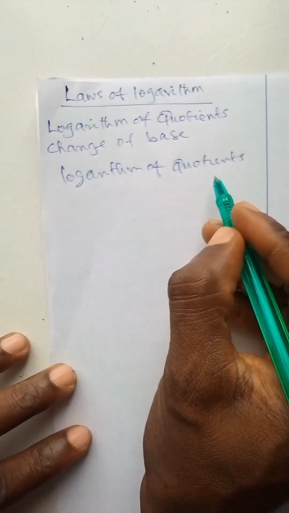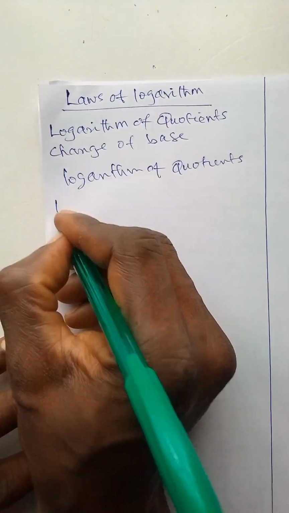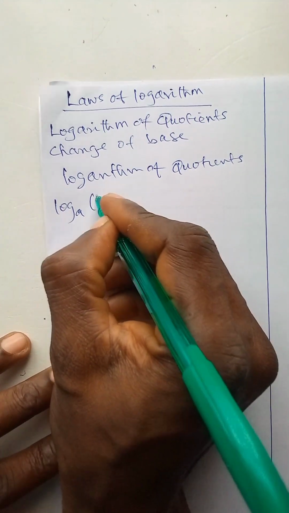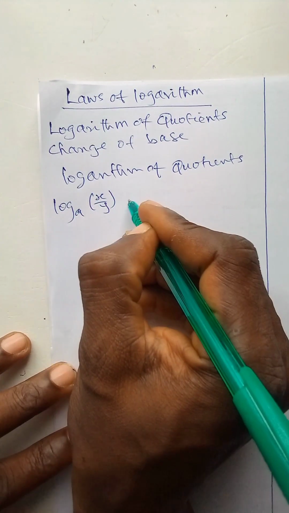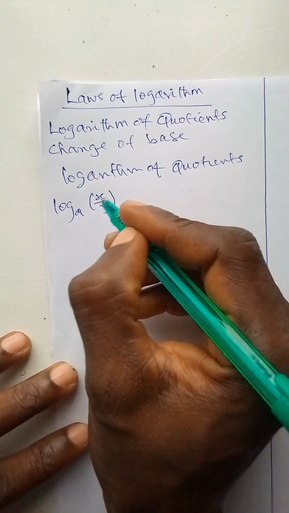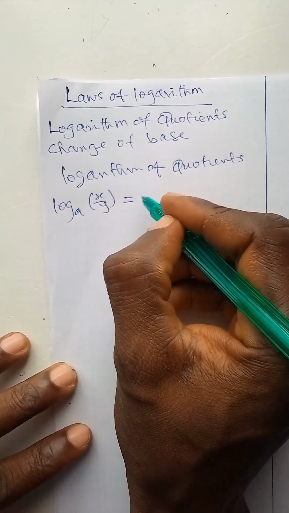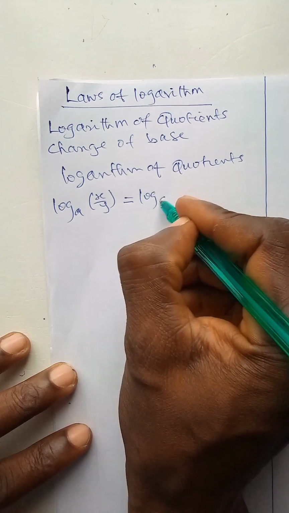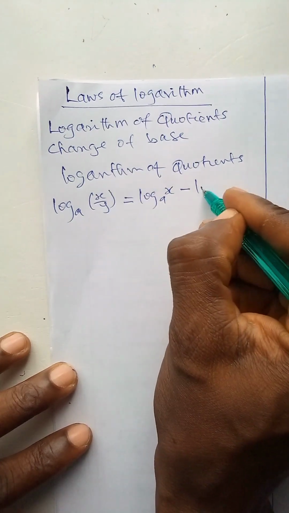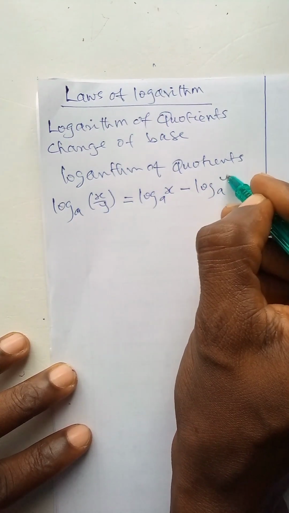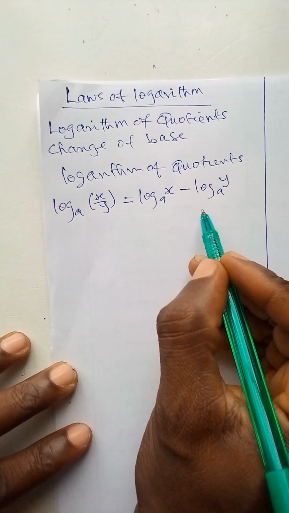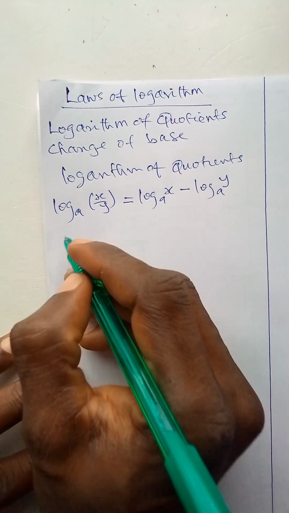Now, in this logarithm of quotient, if I have log to base a of x over y as a quotient or a ratio, it will give me log to base a of x minus log to base a of y. We can prove this law this way.